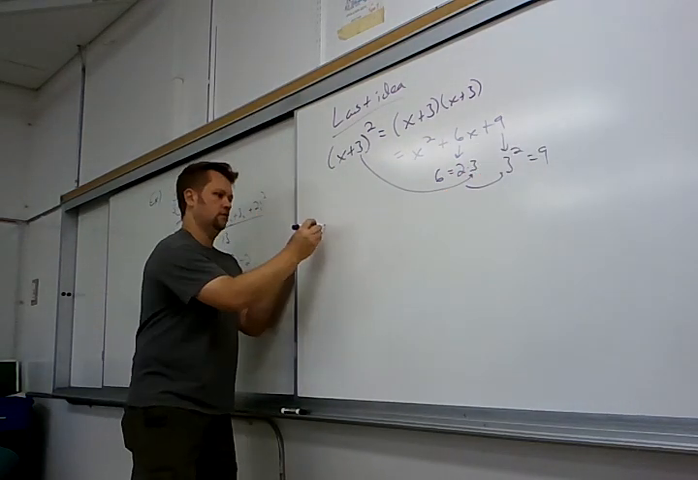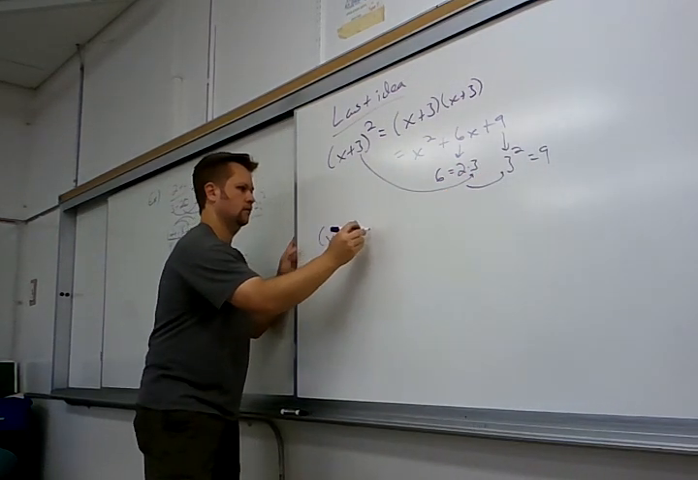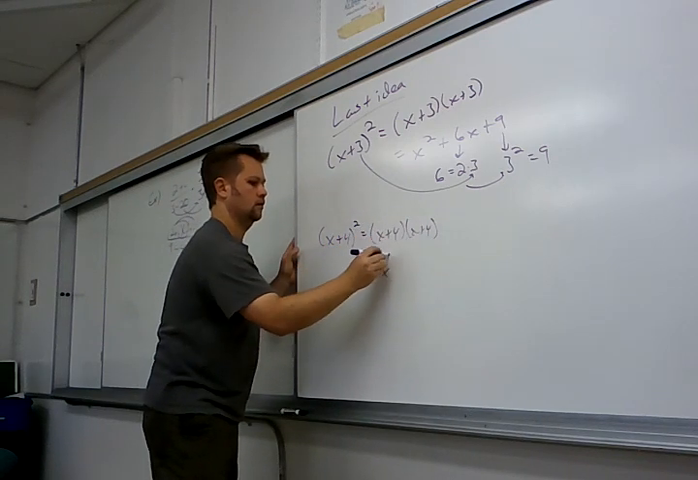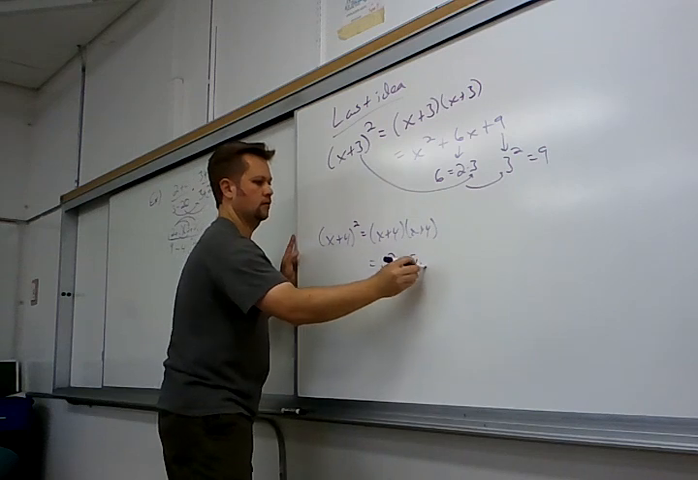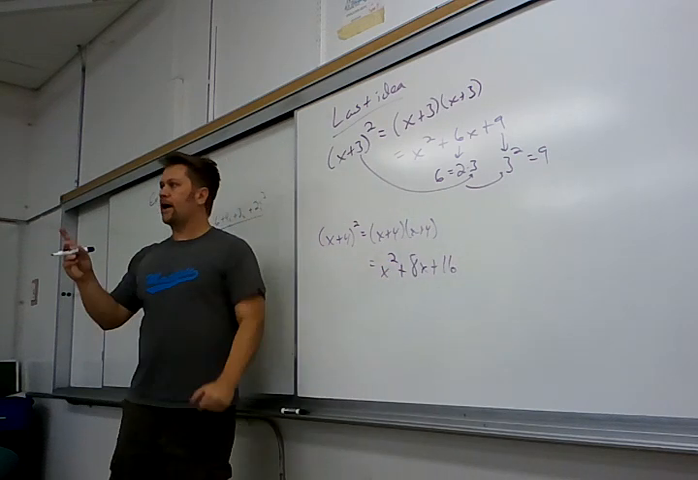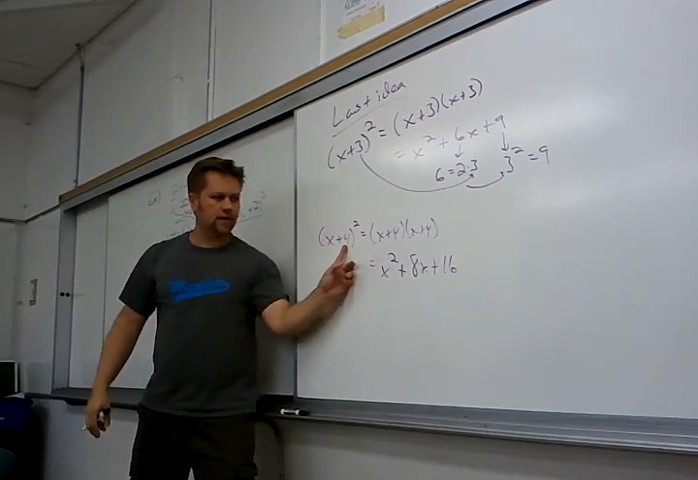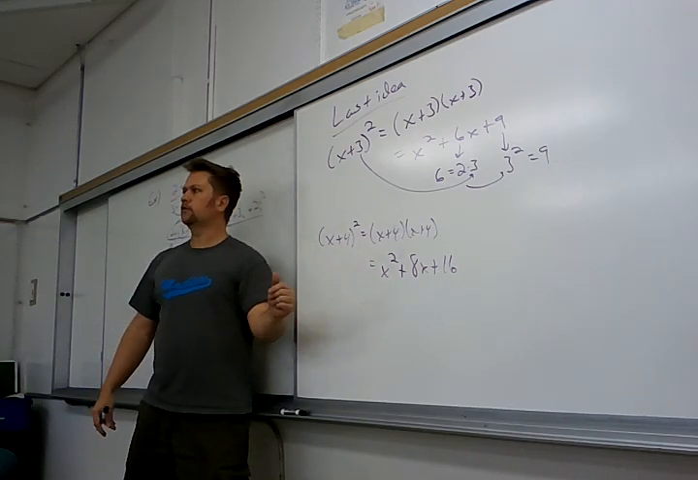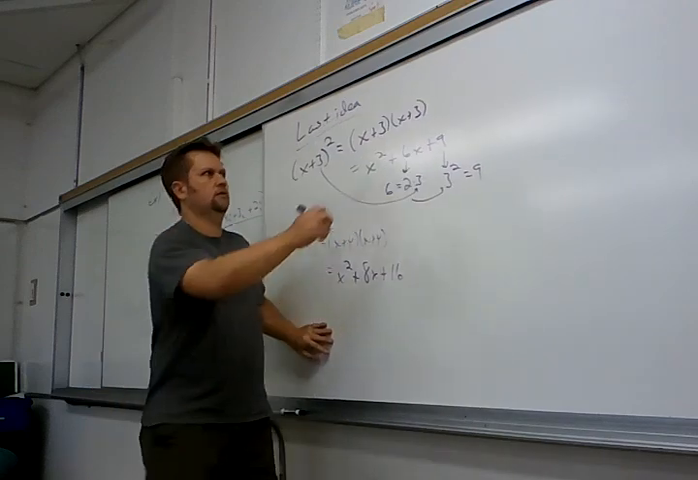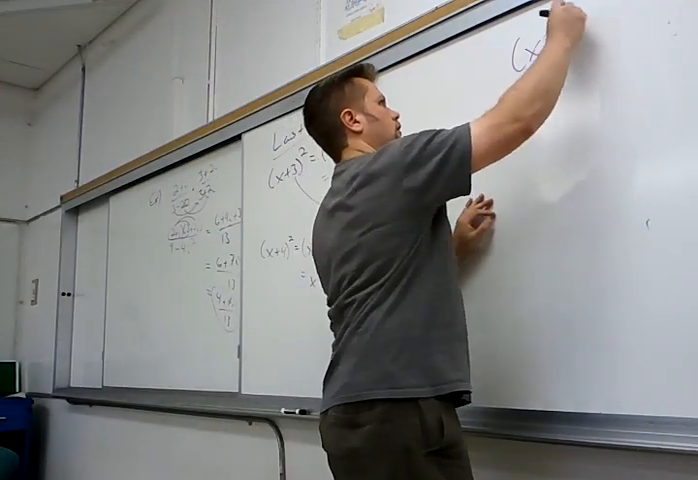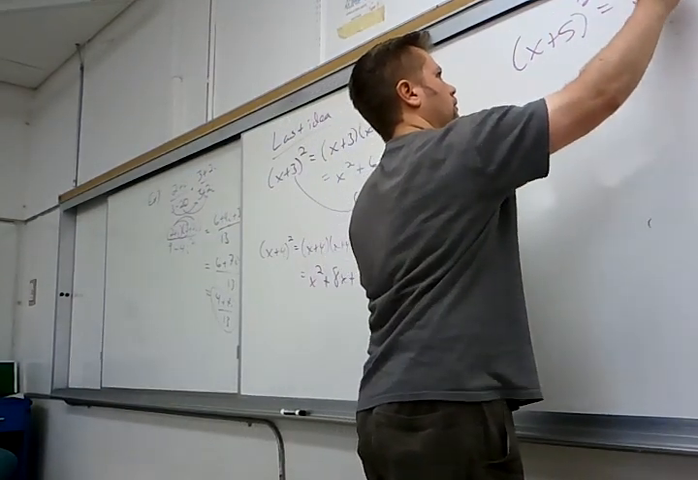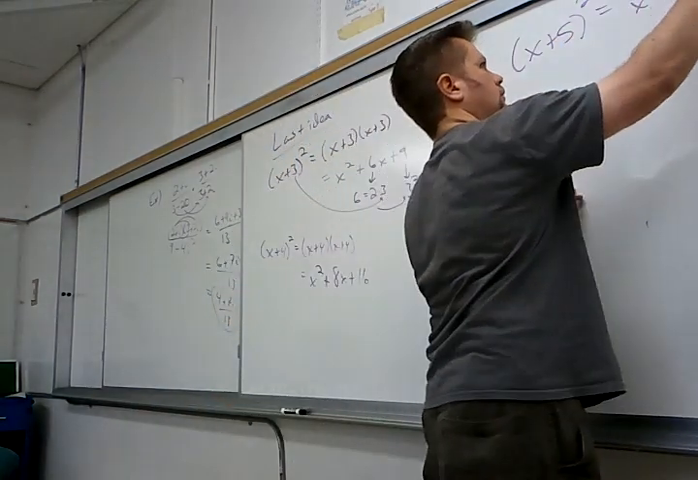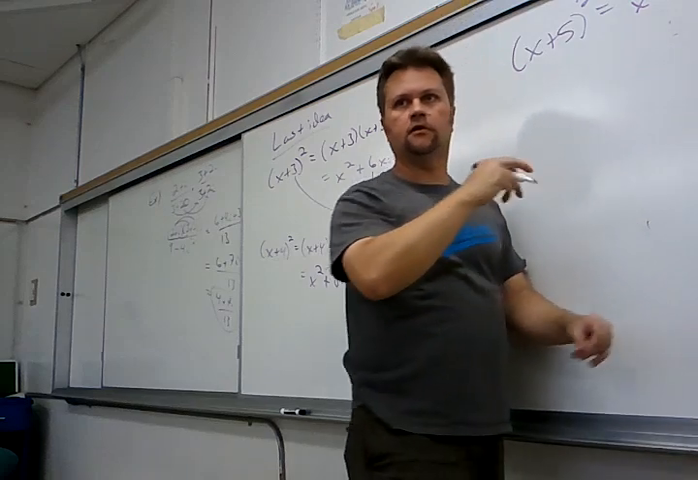All right, now watch. What's x plus 4 squared? x squared plus 8x plus 16. Did you see the same pattern? The middle guy is twice that, and the last guy is that guy squared. So here, do I really have to do any work? You know what it's going to end up being: x squared plus 10x plus 25.